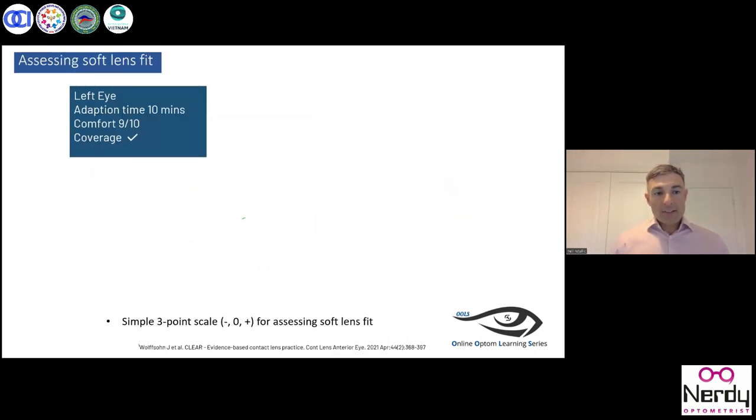So if we now consider soft lens assessments and what we need to do, what's really lovely in the evidence-based practice paper is a suggestion as to how we could all uniformly assess that contact lens fit so that we can all interpret that record keeping easily. And they suggested that the ideal time to check a soft lens is around the 10-minute mark. Reflex tearing should have subsided. You should be able to gauge an idea of the comfort of that lens on application and an idea of the coverage. And the simple scale that they suggested using is a 3-point scale for assessing soft lens fit, which looks something like this.